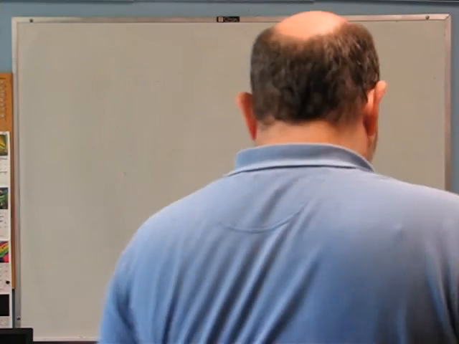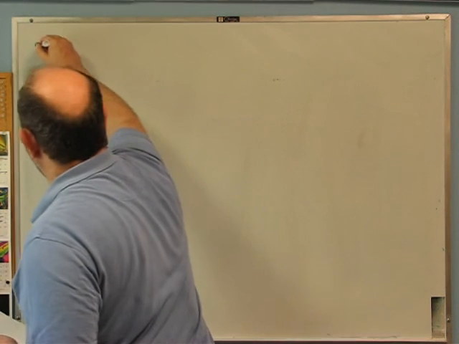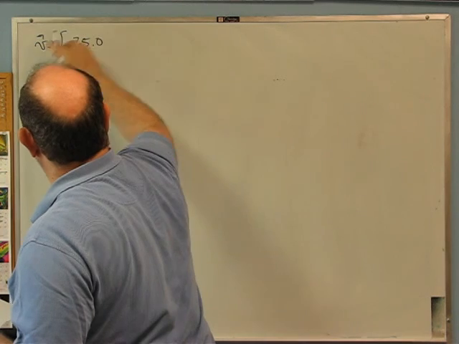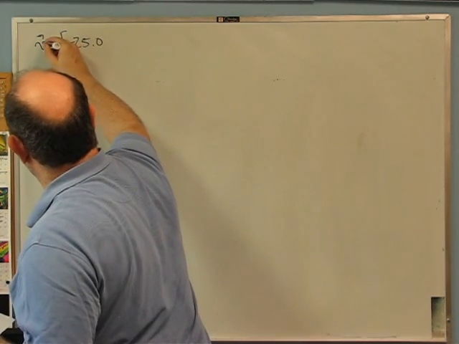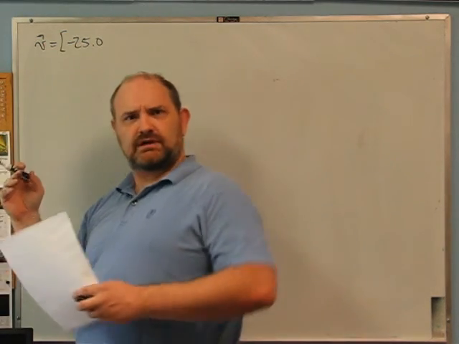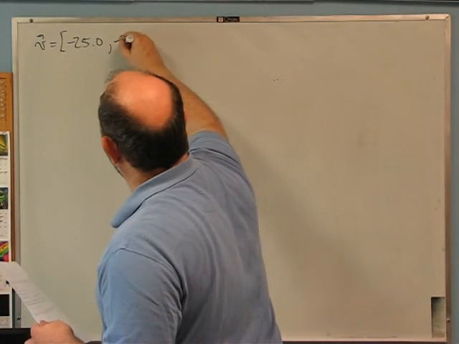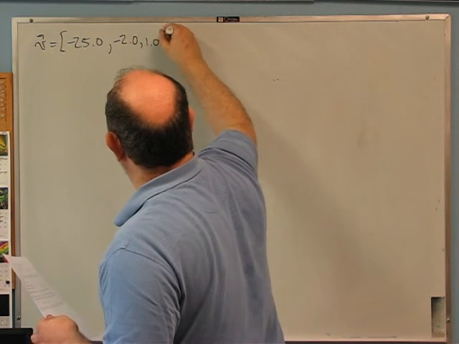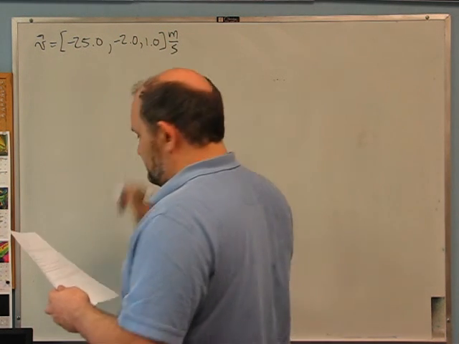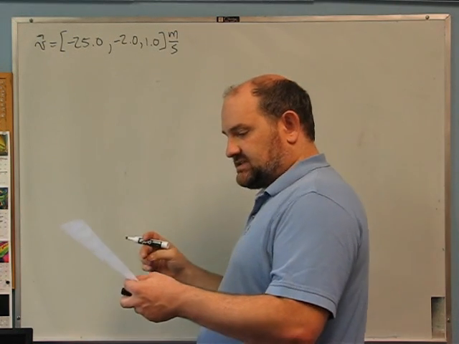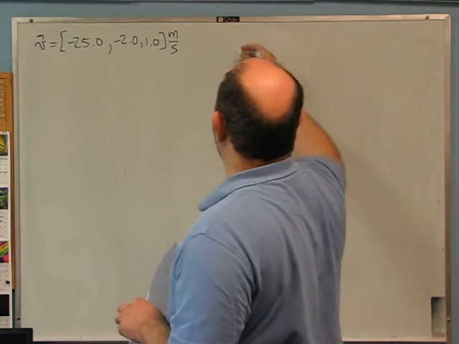One left. Last problem. A ball is moving with constant velocity v. I'm going to write it up for reference. v is equal to minus 25.0, a terrible equal sign. You probably couldn't even see it because my head might be in the way. Is my head in the way? Minus 25.0, minus 2.0, comma 1.0 meters per second. And it starts at a distance 68 meters away from the origin in the plus x direction.